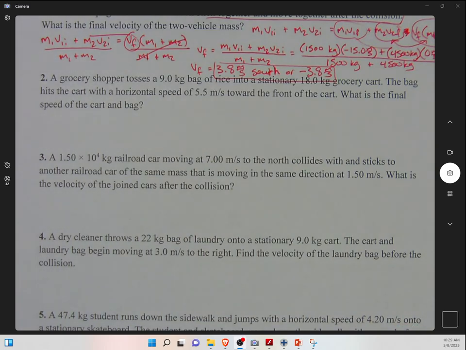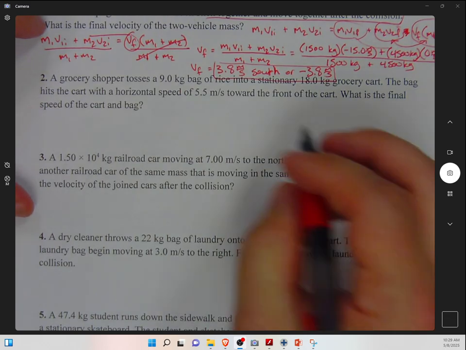All right, number 2. A grocery shopper tosses a 9-kilogram bag of rice into a stationary 18-kilogram grocery cart. The bag hits the cart with a horizontal speed of 5.5 meters per second toward the front of the cart. What is the final speed of the cart and the bag? So we're going to have a very similar setup to number 1.